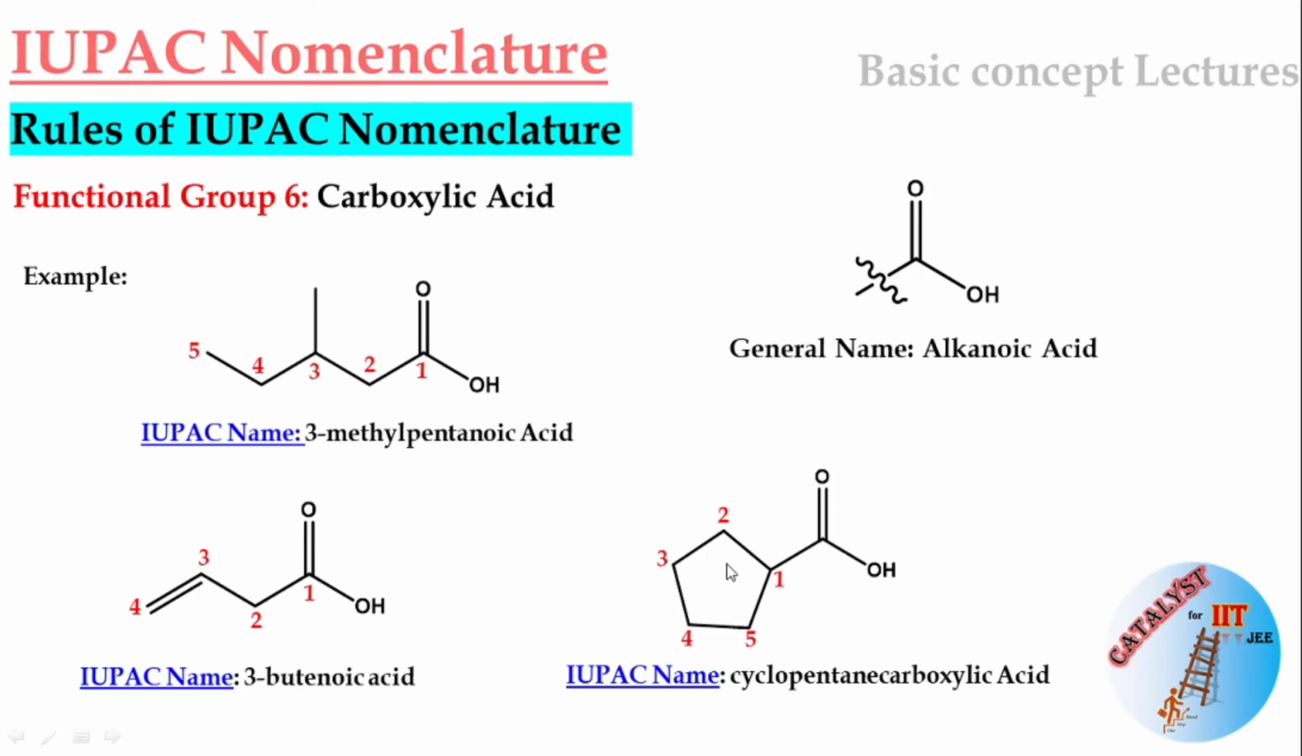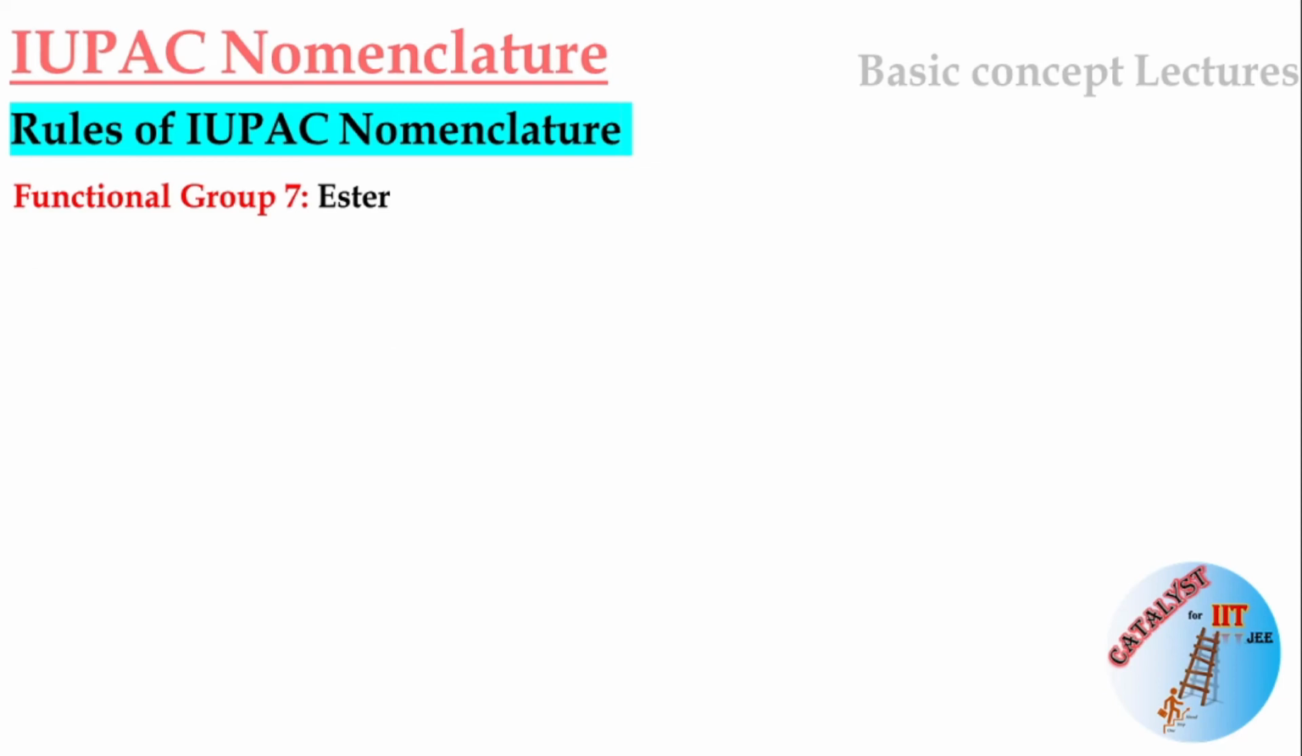And as I told you for the aldehyde functional group, where you have to remove the al suffix, in this also you have to remove the oic acid suffix and add the carboxylic acid suffix in replacement of the oic acid suffix while naming cyclic structures. Okay, so the correct IUPAC name is cyclopentanecarboxylic acid. Now we have covered carboxylic acid also.